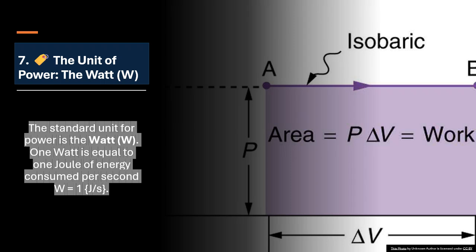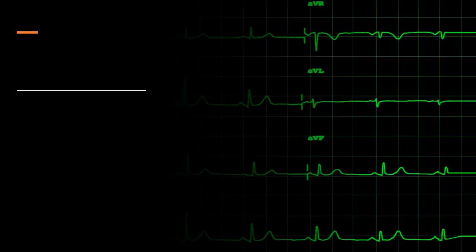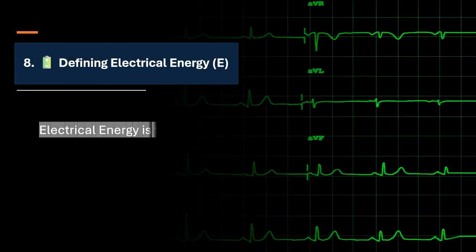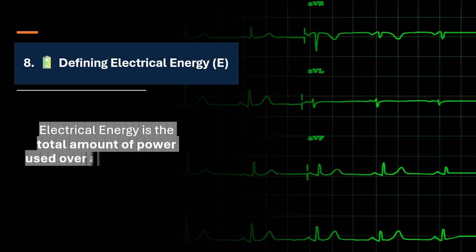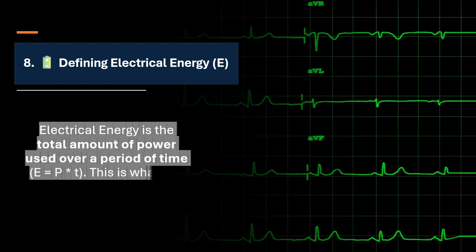8. Defining electrical energy, E. Electrical energy is the total amount of power used over a period of time. E = P*T. This is what you are billed for.